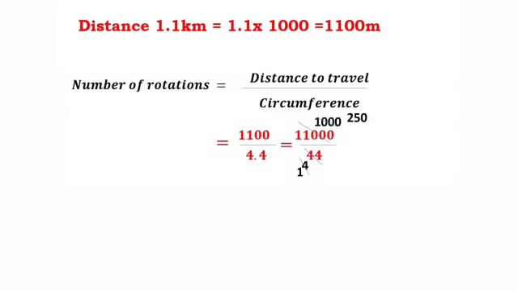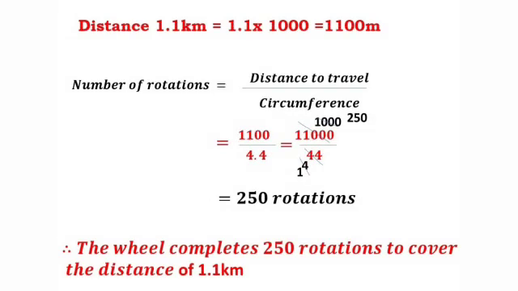After finding the circumference 4.4 meters, you are going to find out the number of rotations, which is equal to distance to travel upon circumference. Now distance is given to you as 1.1 kilometers. Now this kilometer is to be converted into meters. So 1 kilometer is equal to 1000 meters. So this 1.1 is to be multiplied with 1000, which is equal to 1100 meters. Now after converting kilometers into meters, you find out number of rotations, which is equal to distance to travel upon circumference. So distance to travel is 1100 upon circumference is 4.4.